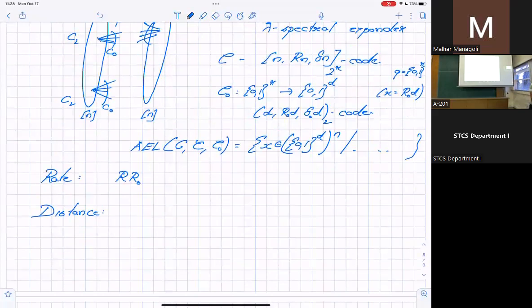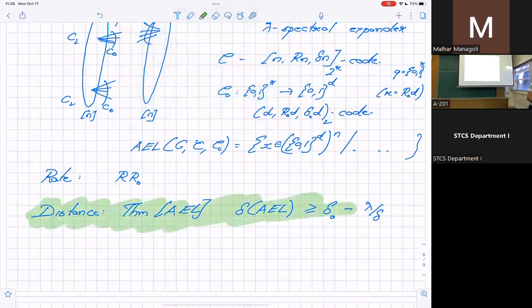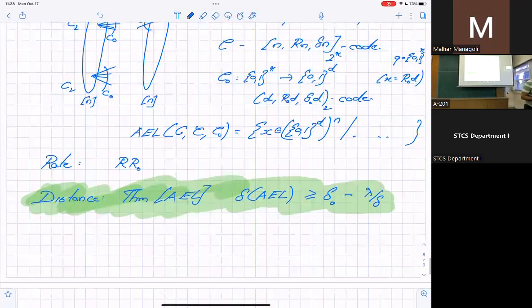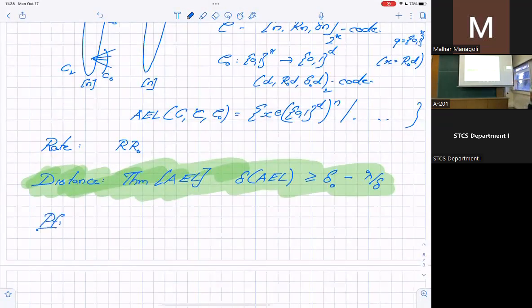So what we'll show is the following. The theorem of AEL is that the distance of the AEL code will be at least delta naught, which takes the distance from the base code, but it's going to drop by lambda by delta. It's exactly the same as before. And the proof is identical to the proof which we had before.